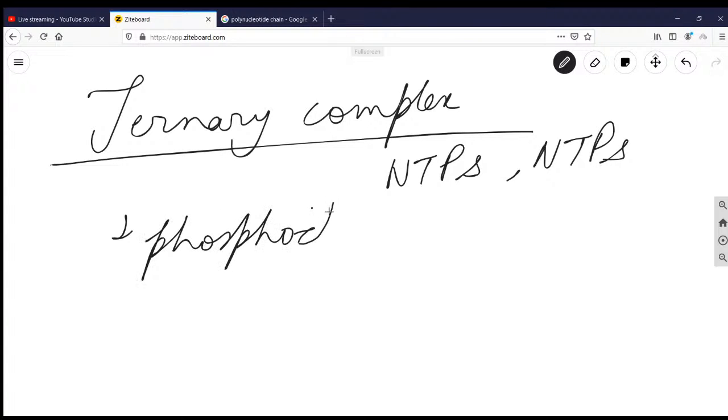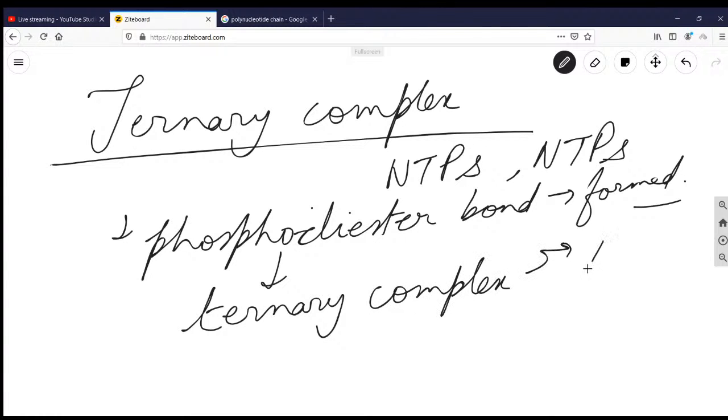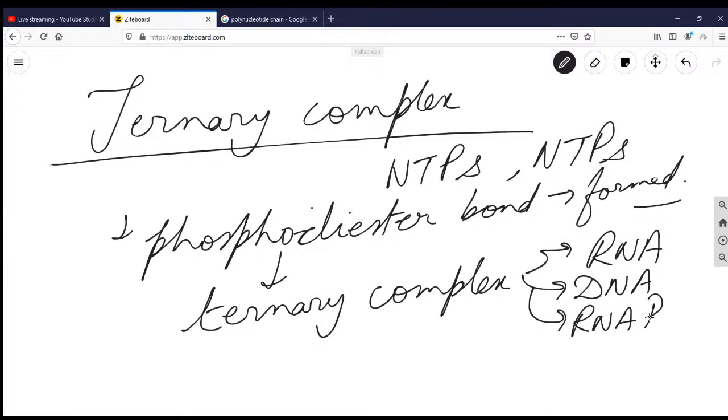So the phosphodiester bond is formed, and then what you have is the ternary complex. Why? Because ternary complex means 3. You will have now RNA in the complex, you have already DNA in the complex, and you have RNA polymerase in the complex. These 3 molecules, the RNA, DNA and the enzyme, will form the ternary complex.